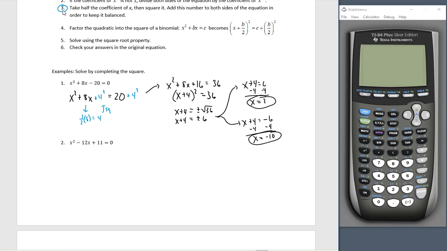All right, let's try another example. So I'm going to rewrite x squared minus 12x. I'm going to take my 11 to the other side, and once it comes to the other side of the equation, it has the opposite sign. I'm going to take half of 12. Actually, I'm taking half of negative 12. Half of negative 12 is negative 6. When I square it, I'll get 36. So I'm going to add that on both sides to keep my equation balanced.